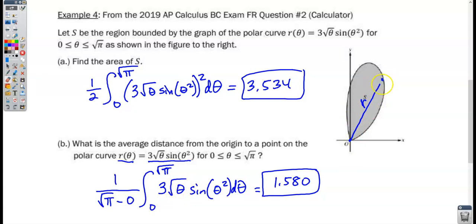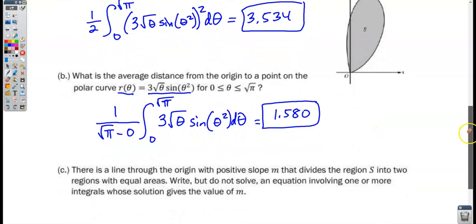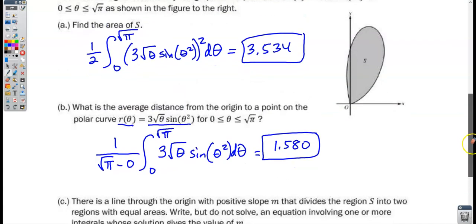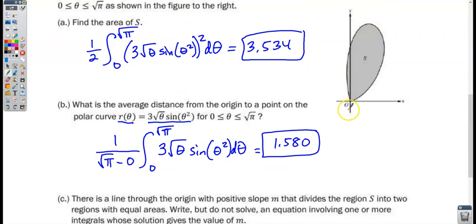All right, I'm going to go ahead and erase this from my picture because I'm going to put another line in there to help me with part C. Part C. There's a line through the origin with positive slope m that divides the region S into two regions with equal areas. Write but do not solve an equation involving one or more integrals whose solution gives the value of m. Now there are a lot of options for me as far as what to do here, but think about it. We're talking about some angle, some line that goes through here with a positive slope of m.